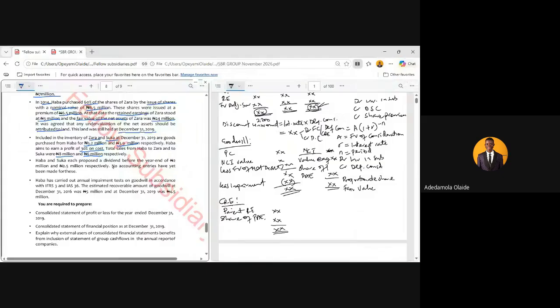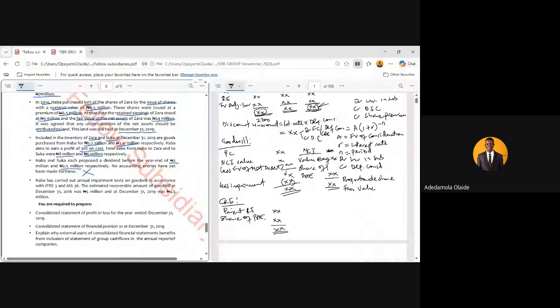Okay, having done that, we were told that Abba and Suka proposed a dividend at the end of the year of 2 million and 2.5 million respectively. No accounting entries have been made for this. We should not make any accounting entries for this. Why? IAS 10, Events after the Reporting Period, specifically states that there should be no accounting treatment for a proposed dividend. If a dividend is still proposed, we are not recognizing it in our books. If it has been declared but yet to be paid, we will recognize that. But proposed dividend, no, we don't record it. So that information is just noise in the question.